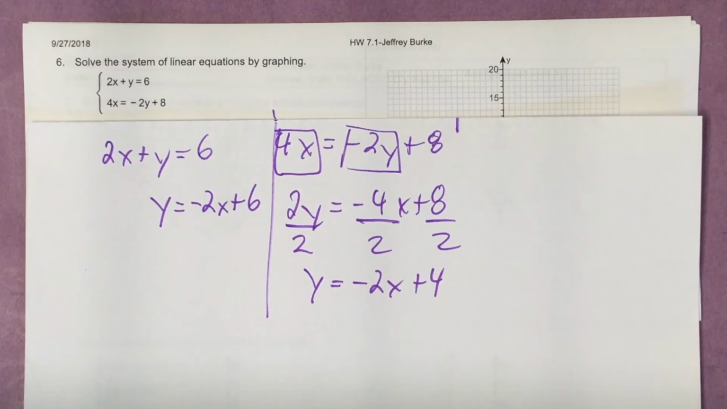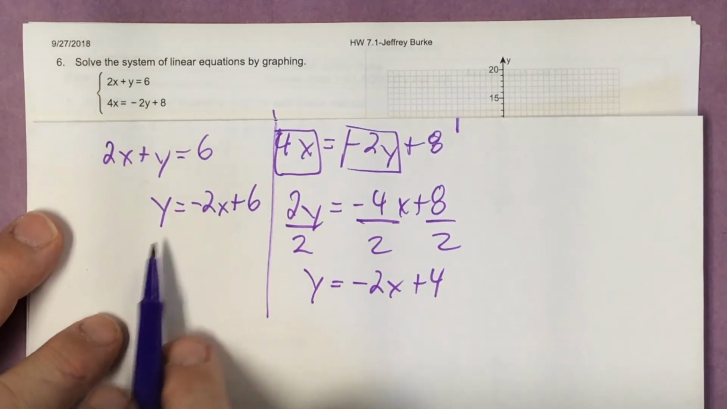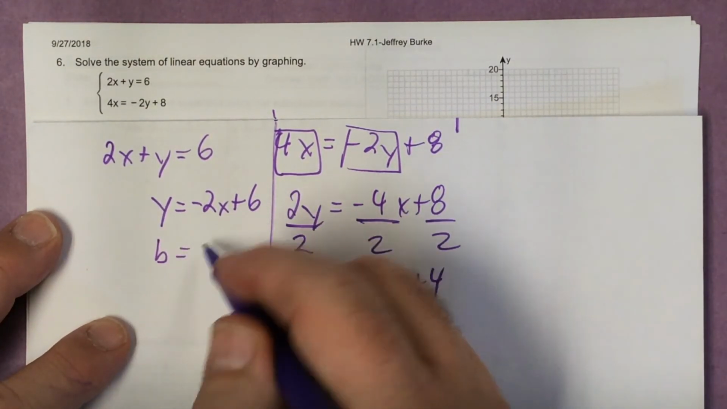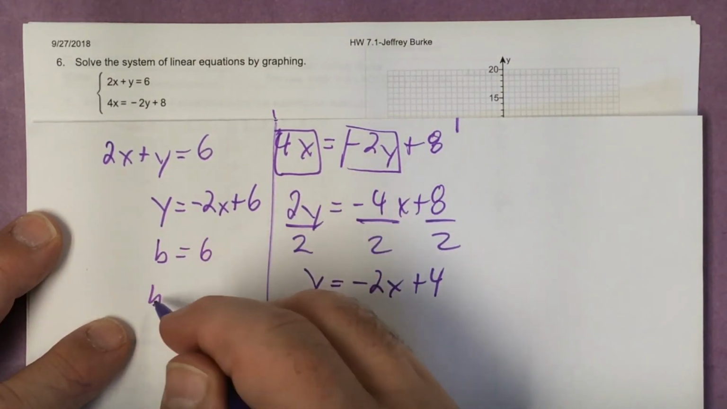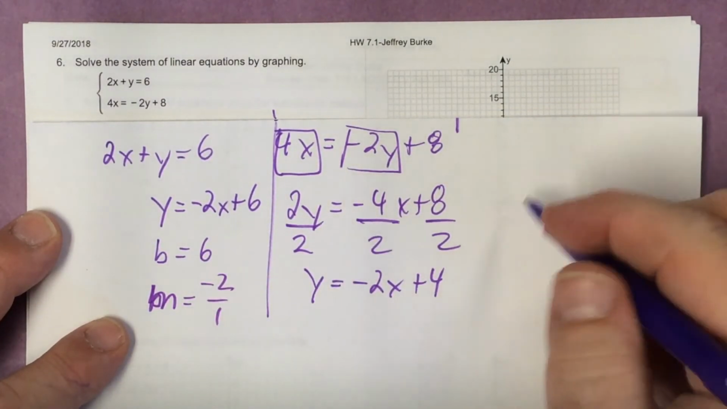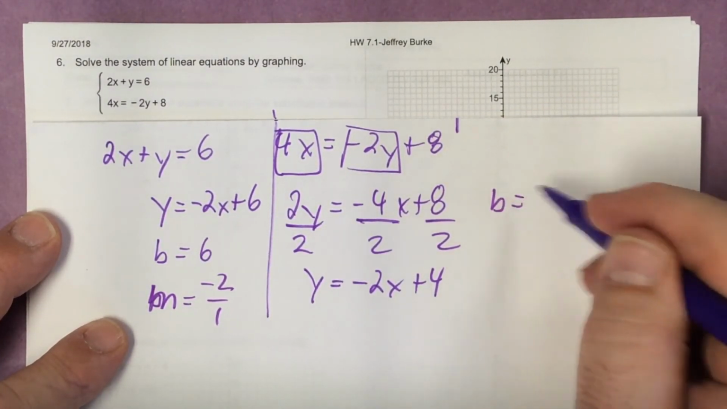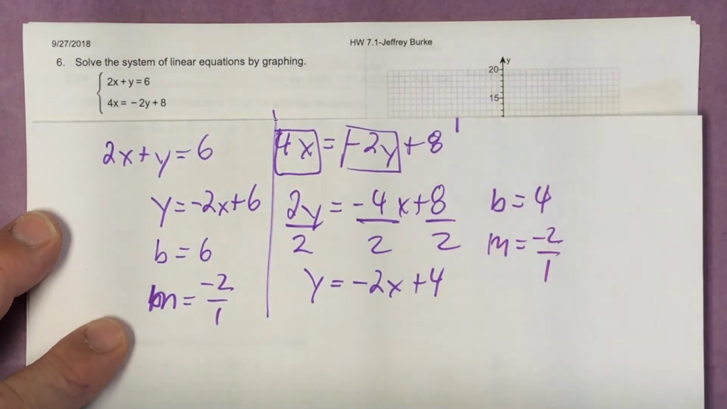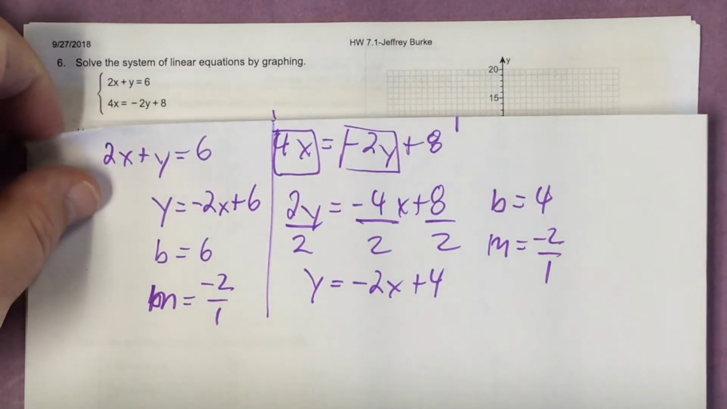So this one's a little bit of an interesting one. Let's just see what happens in this case here. Here we have y equals negative 2x plus 6 with a y-intercept of 6 and a slope of negative 2 over 1. Here in this problem, we're going to have the b value of plus 4 with a slope of negative 2 over 1. And you may have recognized that, hey, we seem to have the same slope here. Let's see what happens when we have this instance.